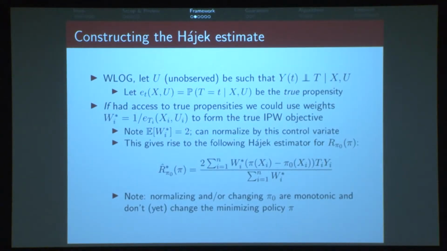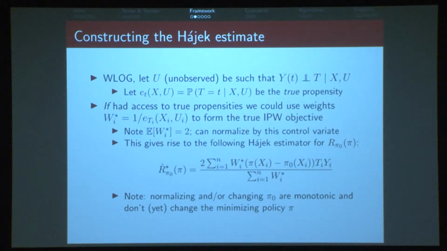So the first thing we're going to do is construct this Hájek estimate that I've alluded to before. Without loss of generality, we can think about there being some additional variable u, which is unobserved, which if we did observe it and controlled for it in addition to x, we would have unconfoundedness. You can think about u as being the potential outcome itself. It doesn't really matter what you use for u. It's just there to simplify the exposition.